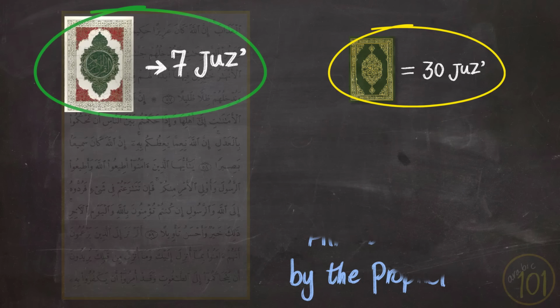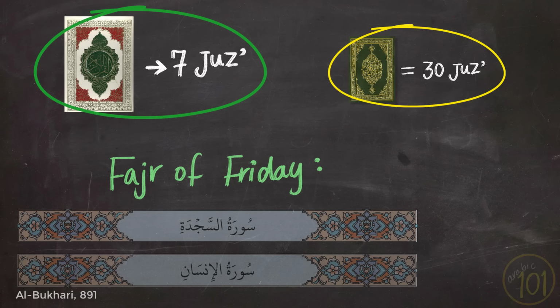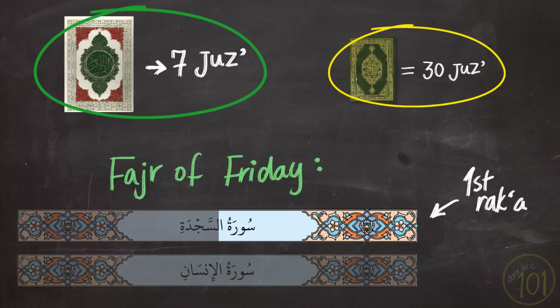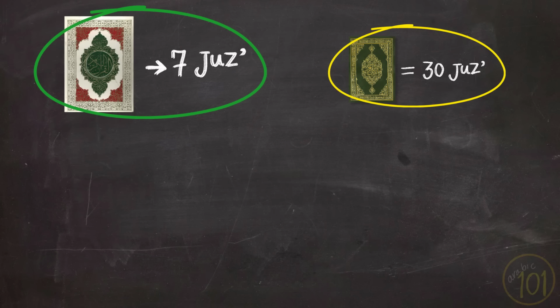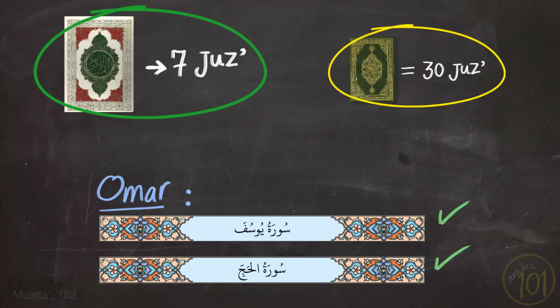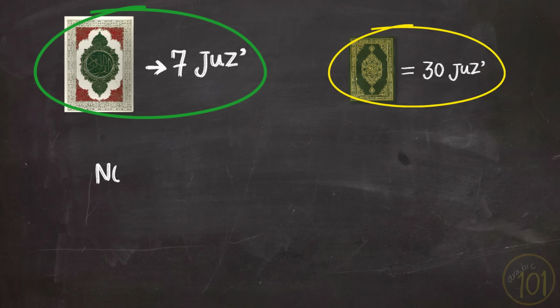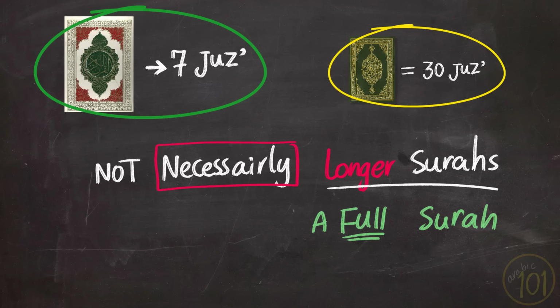What they did was that they would recite, for example, Surah Qaf, and that would mean that they would recite it from beginning to end, without splitting it. In the prayer of Fajr on Fridays, the Prophet, peace be upon him, would recite As-Sajdah and Al-Insan, which means he would recite the full surah, one in each rak'ah, not a part here and a part there. And when Umar ibn al-Khattab would lead prayer in Fajr, he once prayed with Yusuf and Al-Hajj, which means that he read the full surahs from beginning to end. That's what they were used to. Not necessarily a long surah, but a full surah. So this was the norm to them.